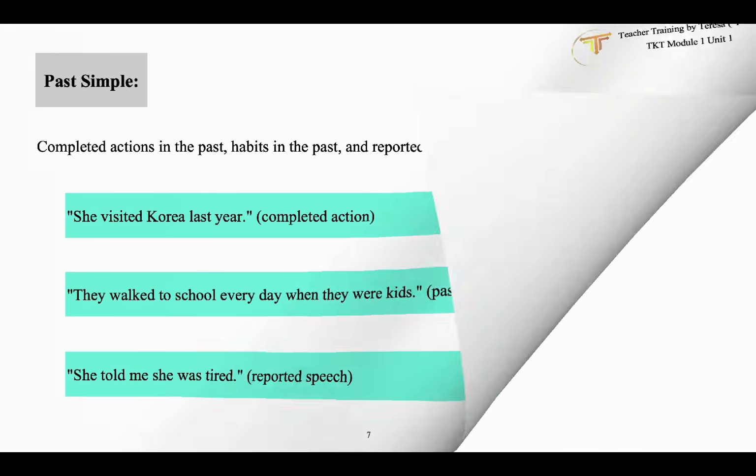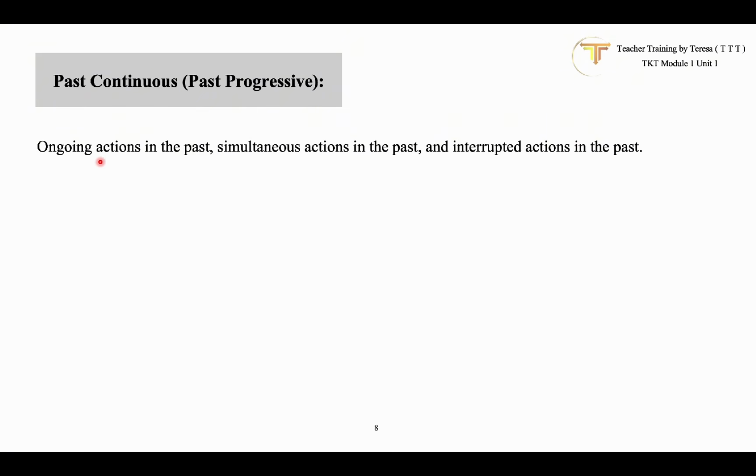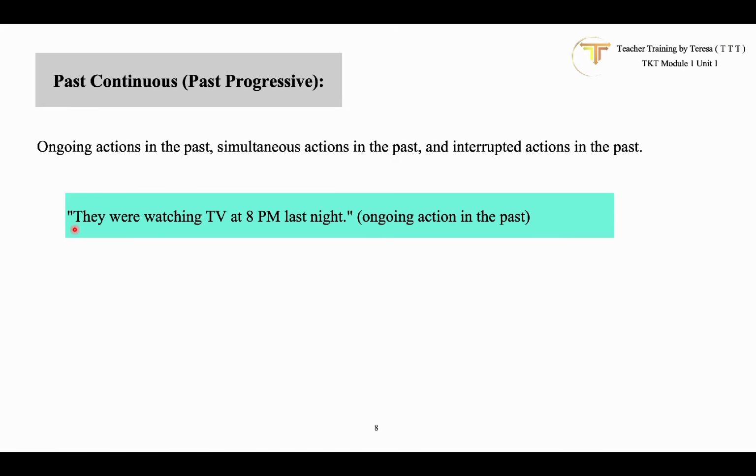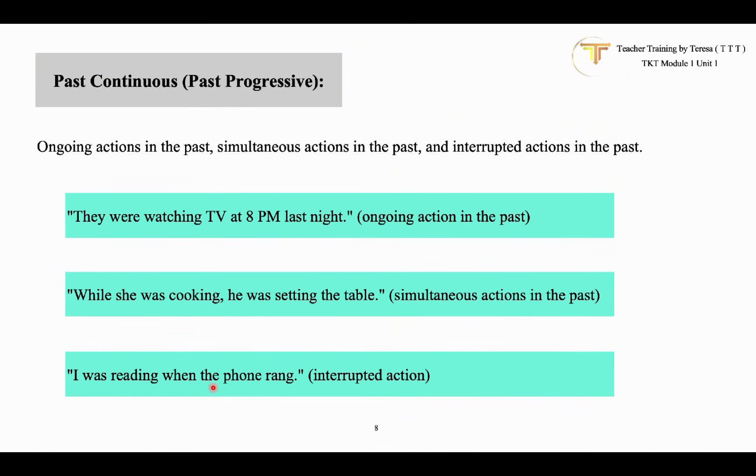Reported speech. Past continuous, or past progressive, describes ongoing actions in the past, simultaneous actions in the past, and interrupted actions in the past. Examples. They were watching TV at 8 p.m. last night. Ongoing action in the past. While she was cooking, he was setting the table. Simultaneous actions in the past. I was reading when the phone rang. Interrupted action.